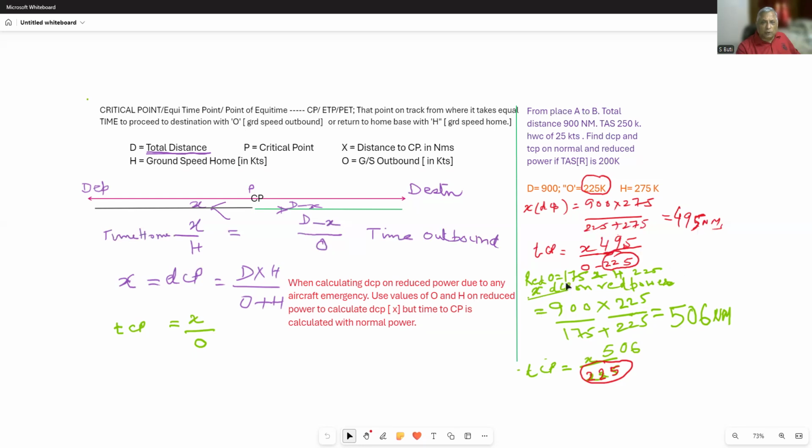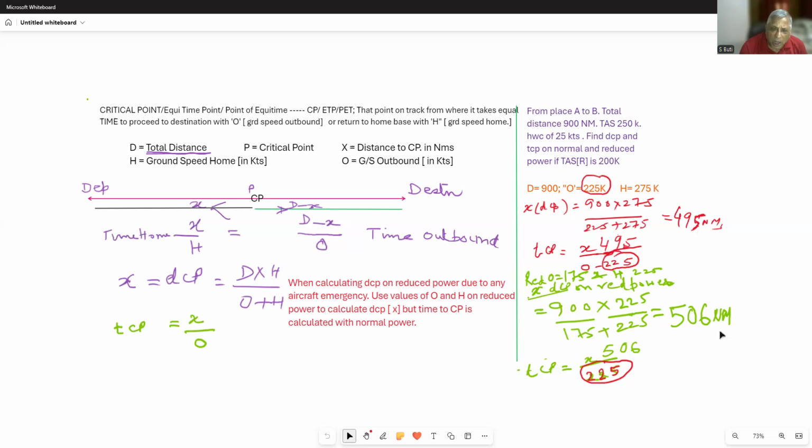In case of reduced power, my true airspeed is 200. So my ground speed outbound will be 200 less the wind component. It will be 175. On return, it will be 225. Now, same distance into reduced ground speed values. My DCP on reduced power is 506 nautical miles from my departure.